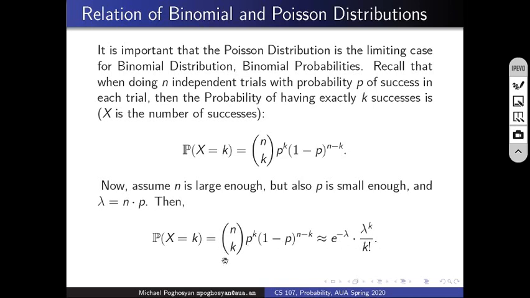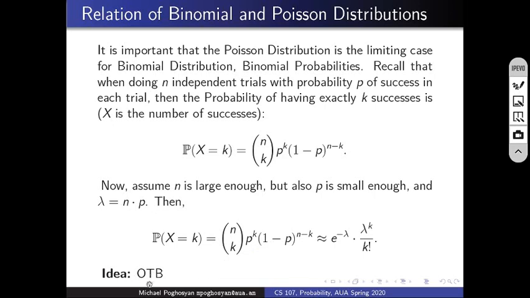So we can calculate binomial probabilities. If n is large, p is small, and lambda is their product, we can calculate by using Poisson probabilities for that same k, and lambda is n times p.